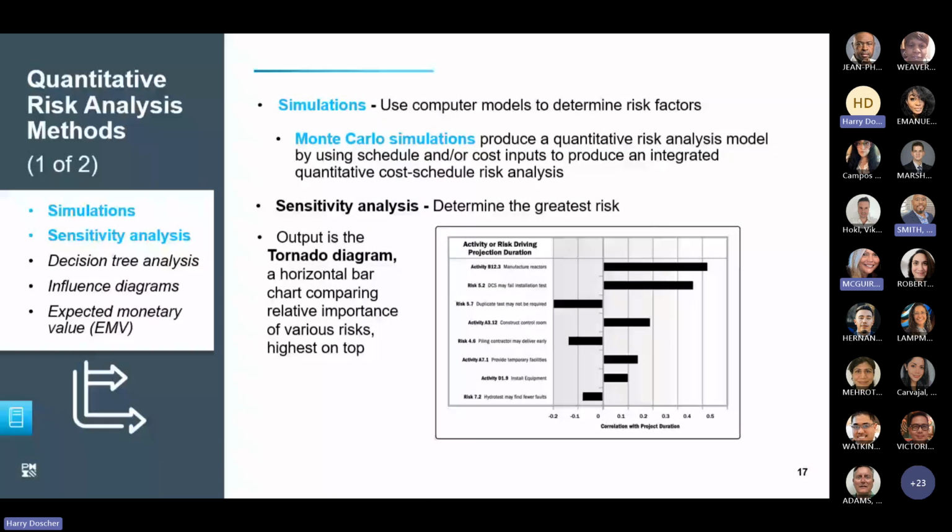Quantitative risk analysis methods. Now, these take a lot of time. Some of these take a lot of time and require tools to do it. The simulations, one of which is Monte Carlo simulations, require some algorithms that you need some tools to be able to do that.